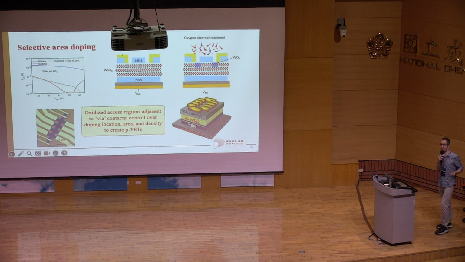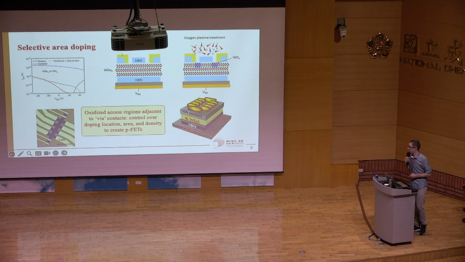Here, we just left the sample for a day in atmosphere and remeasured it, and you can see that, yes, it does turn off within our measurement range, but the current has dropped significantly. This isn't a very pretty p-type FET, so this isn't particularly useful to us.